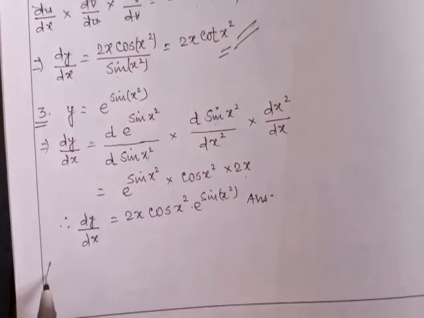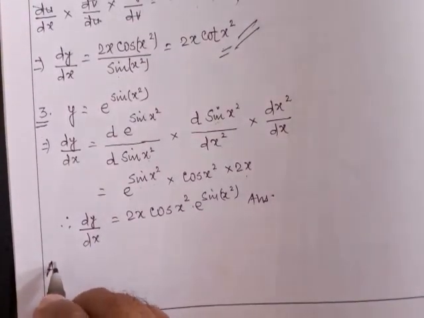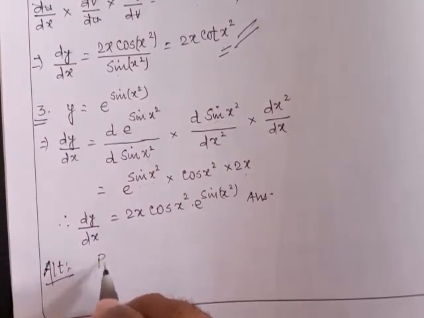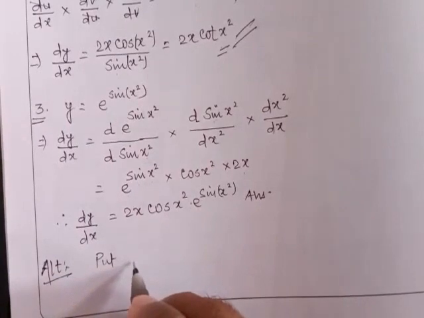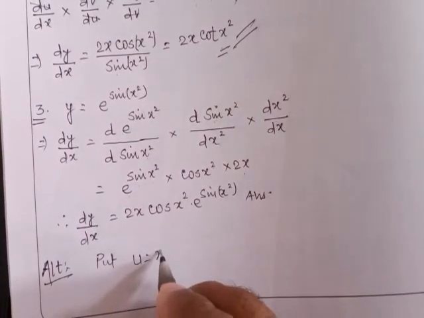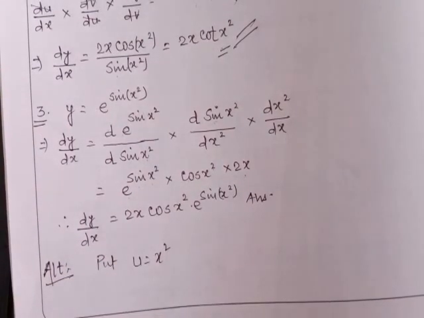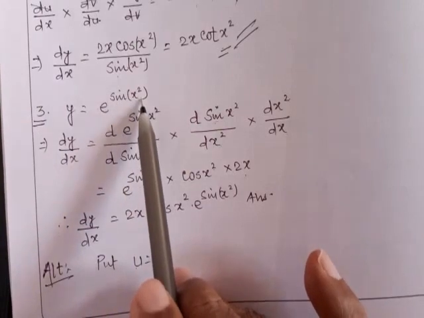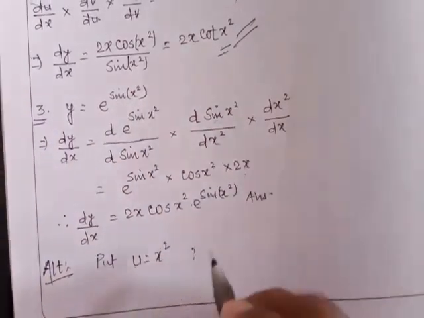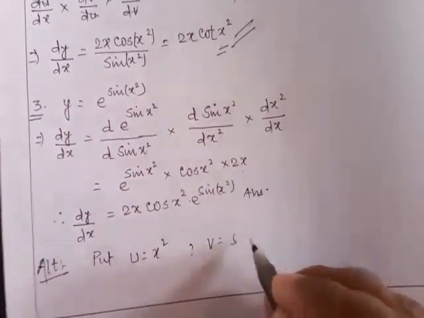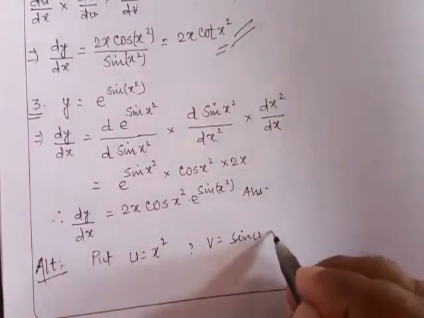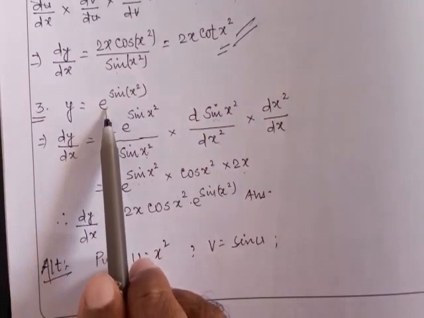Consider u as x square. Let's see the same question in another method. Taking u as x square, then it becomes e to the power sine u. So put v is equal to sine u, and finally it becomes e to the power v. So y is equal to e to the power v.